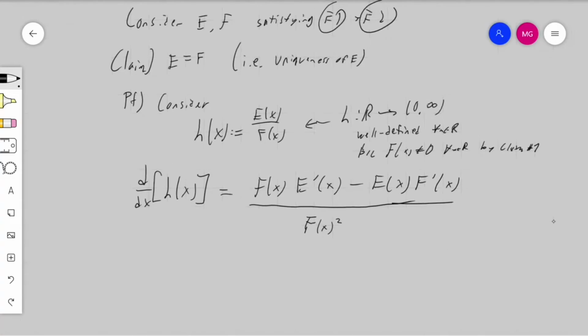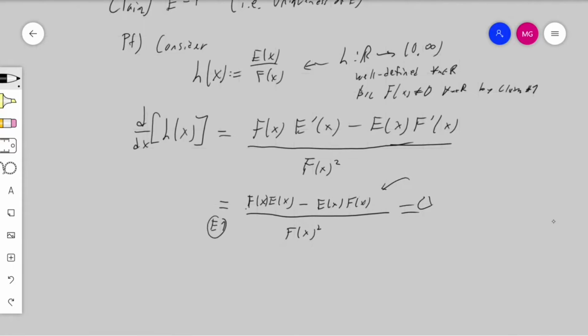And we can simplify this, of course. This just becomes f of x times e of x, because e prime of x is equal to e of x, and then e of x times f of x. And as you can see, this will be over f of x squared. So this was using property e1 again. And so this simplifies now just to 0, because you can see that the numerator here is the same thing written twice. It's the same thing minus itself. So this simplifies to 0.